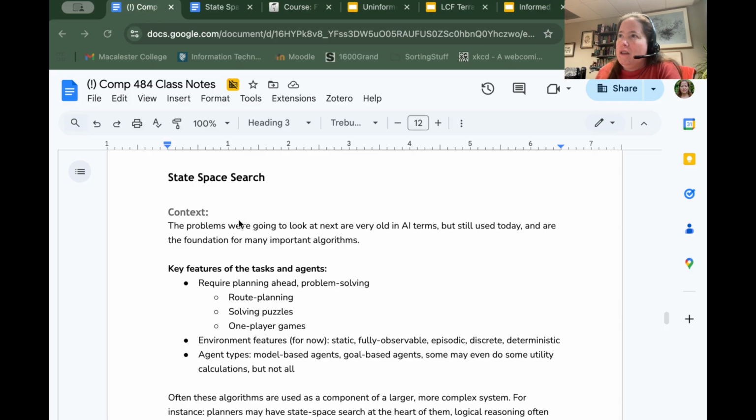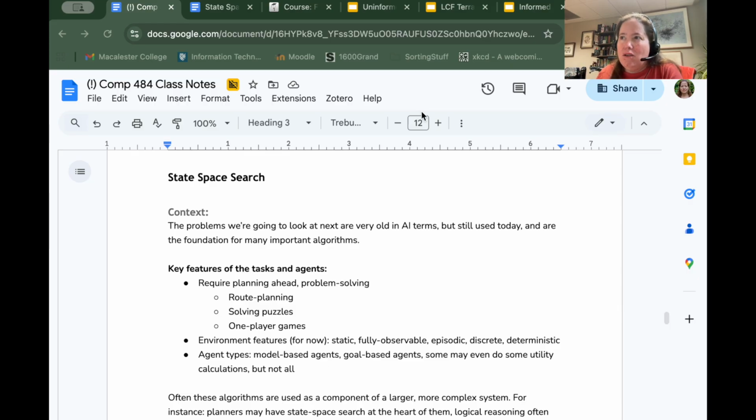So just to give you a little bit of context, state space search makes certain assumptions about the world, typically, although extensions from the basic state space search algorithms may eliminate some of these assumptions and limitations. But by and large, what we're thinking about with state space search are problems where we're trying to plan ahead and we want an optimal solution. So planning ahead, problem solving, things like solving puzzles, one-player games, or extending into two-player games, finding a path or a route from one place to another.